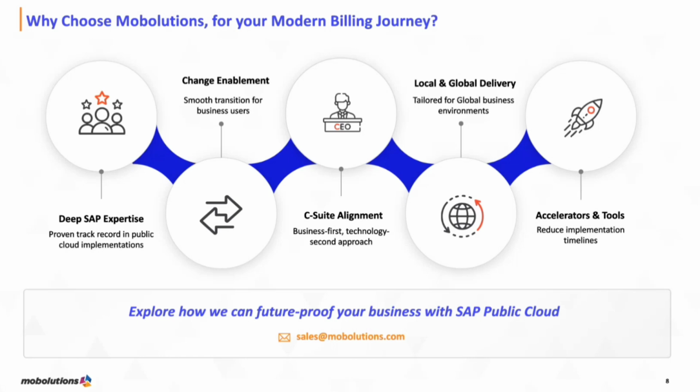Similarly, Mobolution also helps with change enablement. So whenever anything is changing, there can be a smooth transition for the business user. Also, we always believe in C-suite alignment, where we focus on a business-first and technology-second approach. Similarly, we have local and global delivery, which helps the project in a global business environment. Also, we use accelerators and tools which reduce the implementation timeline for any project.